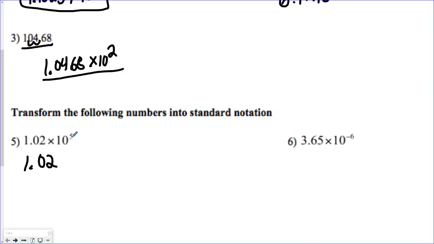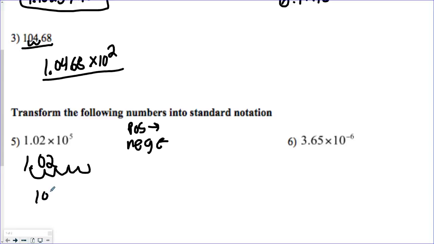So we're going to jump the decimal point 5 times, and if it's a positive exponent, then you're going to jump to the right, and if it's a negative exponent, whoops, sorry about that. If it's a negative exponent, then you're going to jump to the left. So in this case, it's a positive 5, so I'm going to take my decimal and jump it right 5 times. 1, 2, 3, 4, 5.